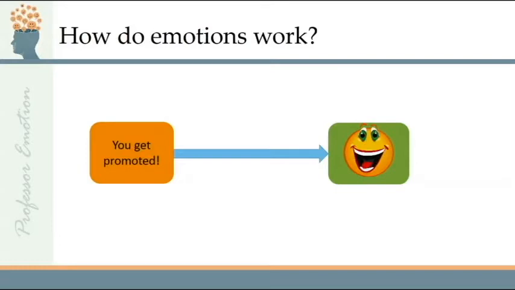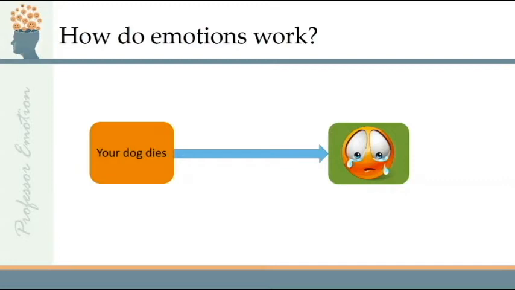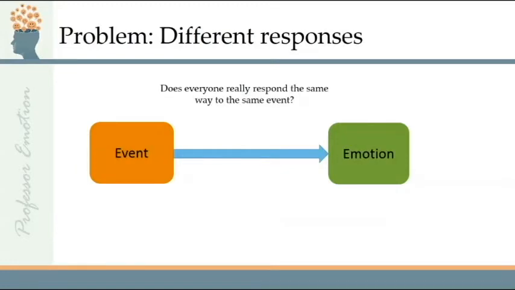That's intuitive. So you get promoted, you feel happy. Your dog dies, and you feel sad. It just makes sense that events cause emotion. The problem is not everybody responds the same way to the same event, do they? Have you ever been to a scary movie and seen how everybody's sitting in the same theater and some people are laughing when the creepy monster with a face mask jumps out at the protagonist? Some people jump in their seats, some people scream, other people seem like they do nothing. There are different emotional responses to the exact same event.